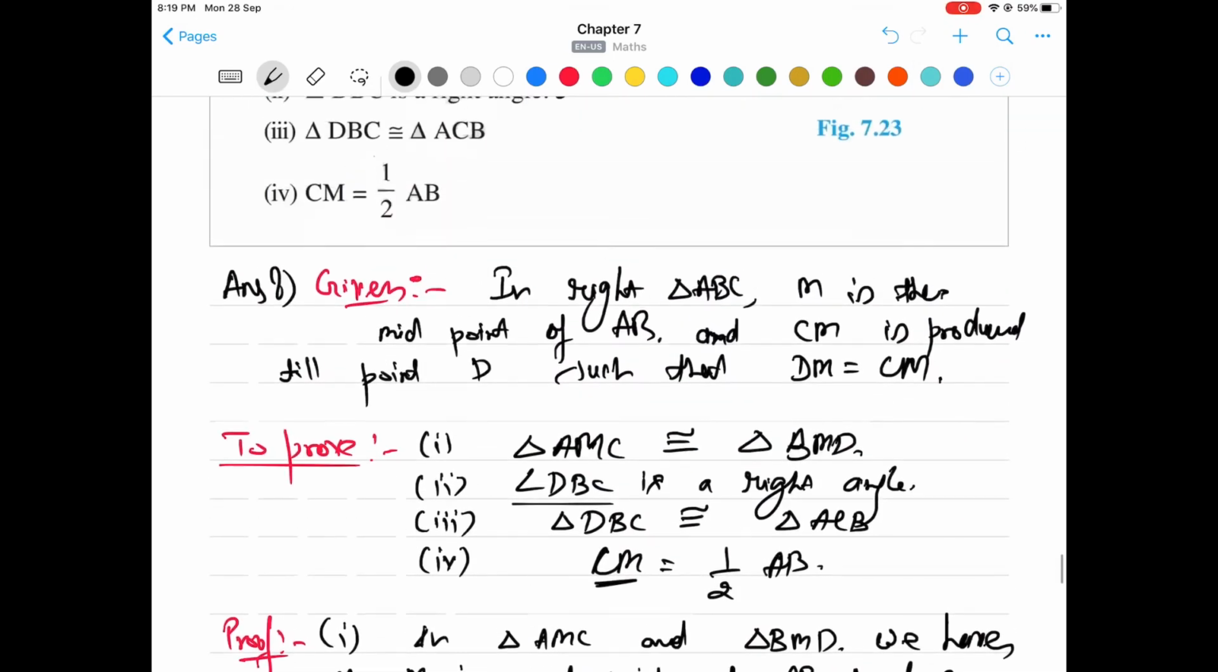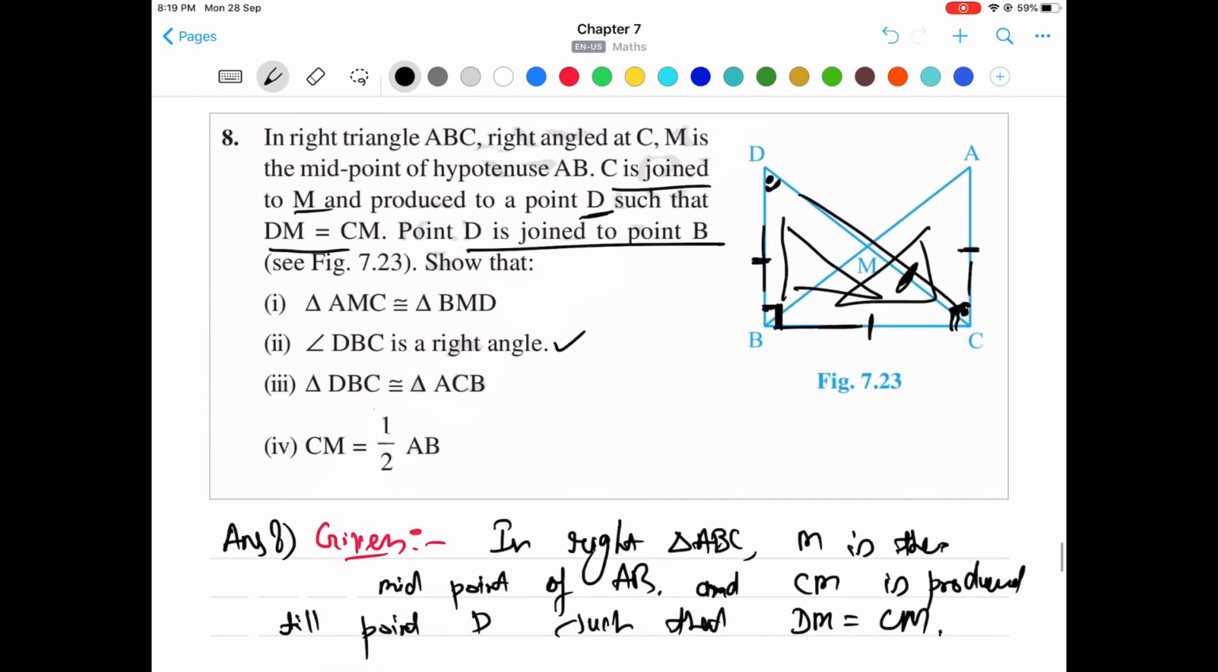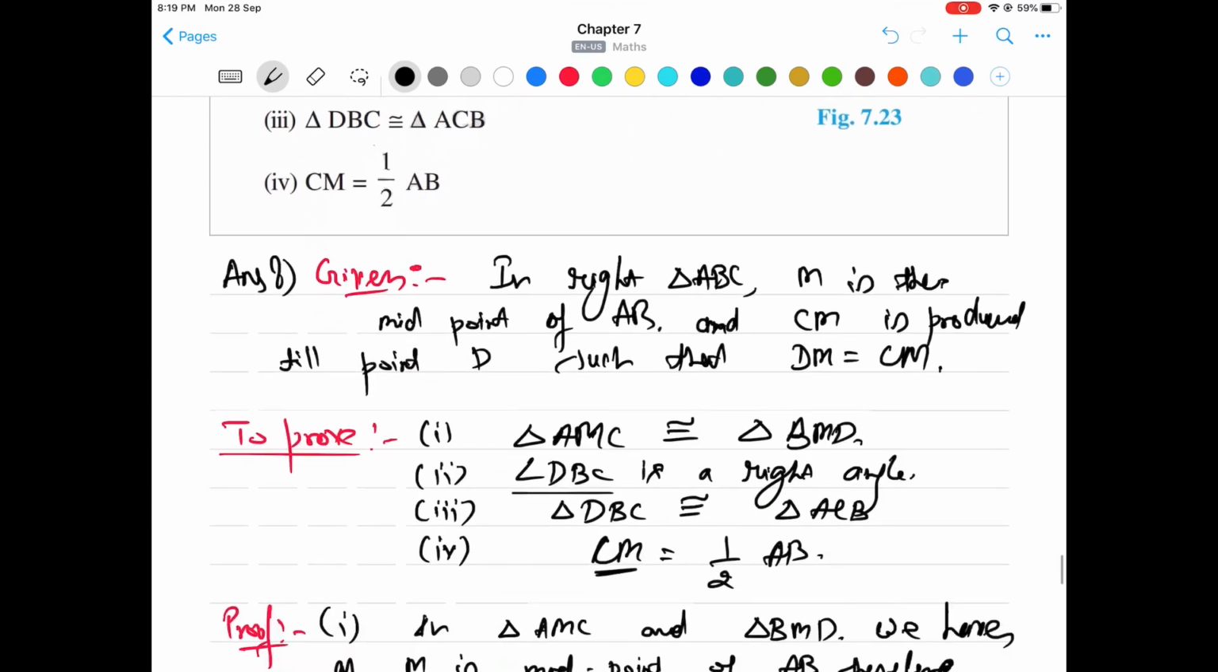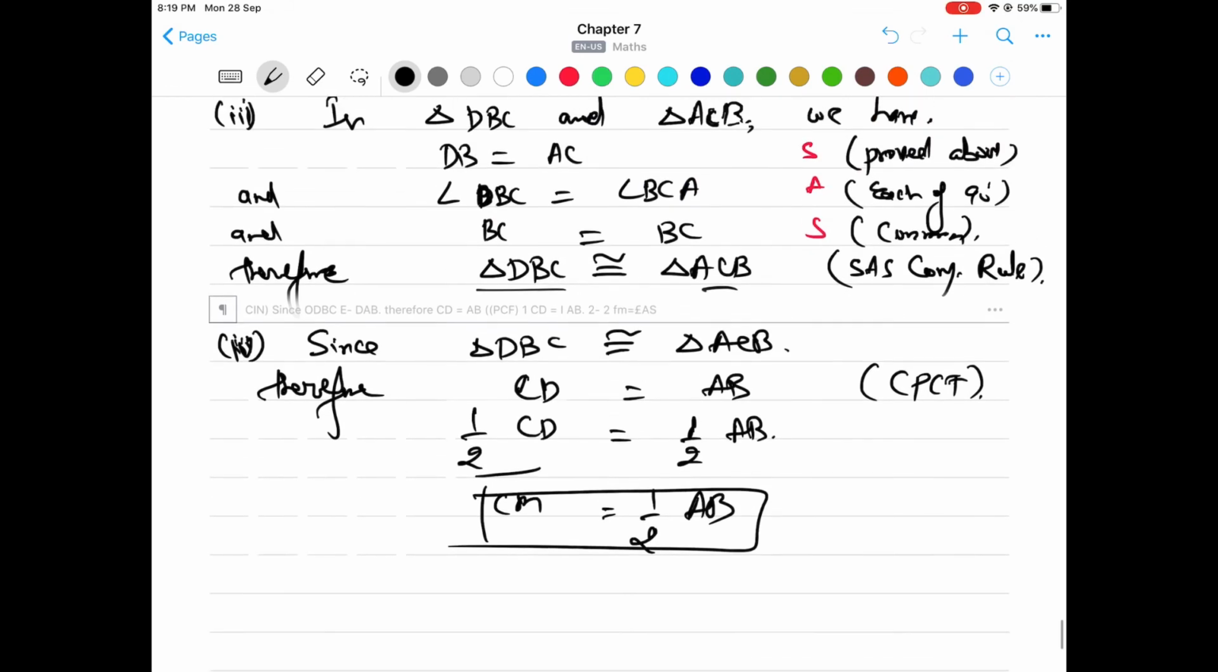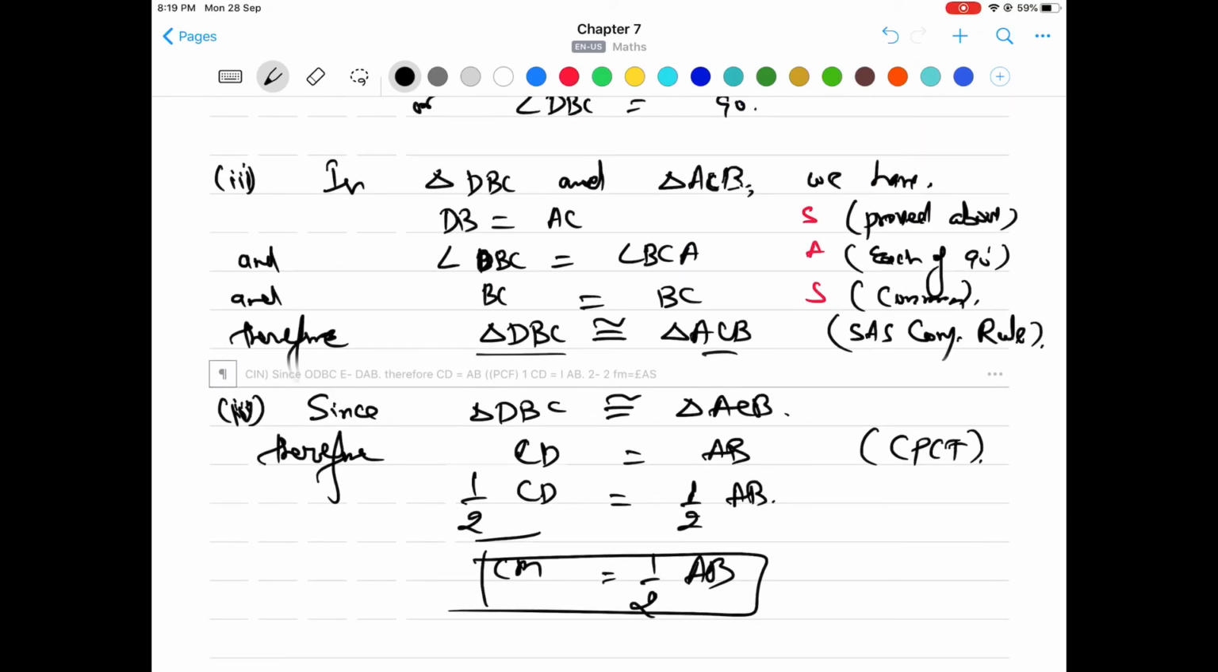So with this we have completed all the questions of exercise 7.1. With this we have concluded the exercise, and I hope you understood all the questions. What you have to do is practice all these questions multiple times so that you can understand them better. Okay, so that's all for now.